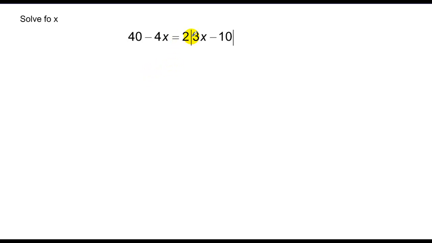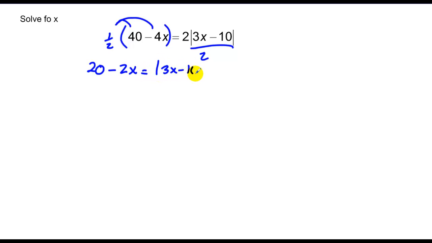So in this case, very similar problem, except the side on the right has the 2 linked up with the absolute value. We want to isolate that absolute value first, so I'm going to divide both sides by 2. Or I could multiply by a half, which I like doing a little bit better, only because some people, when they divide this term by 2, only divide the 40 by 2. So we'll just go ahead and do that. We get a 20 minus 2x is equal to the absolute value of 3x minus 10.